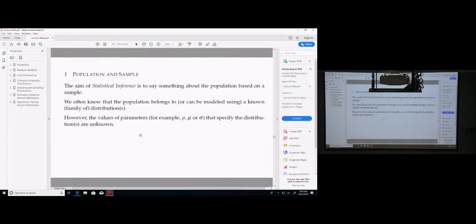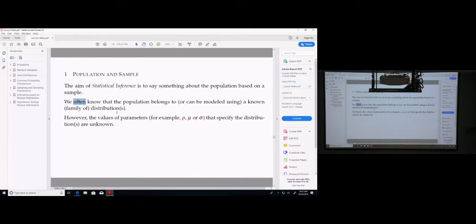So we denote two things: populations and sample. The aim of statistical inference is to say something about the populations based on a sample. We often know that the population belongs to a known distribution. This "know" often means a little bit, it should be in quotation marks.